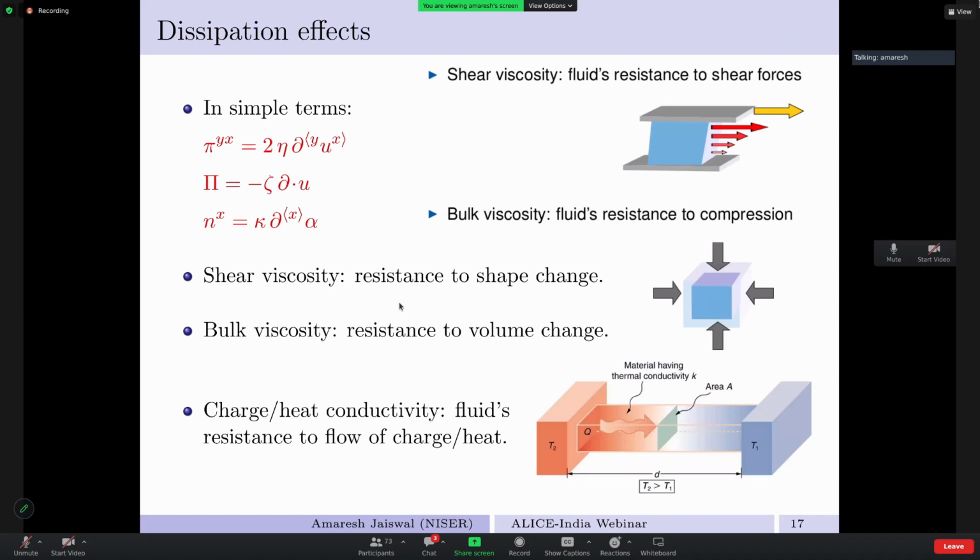So this is the picture that we have. Shear viscosity, for example, resists the change of shape. Bulk viscosity is a resistance to the change in volume of the fluid, and then there is charge or heat conductivity, which, for example, depends on temperature or chemical potential difference between two points. One can write this in terms of gradients and try to get a feel for it.